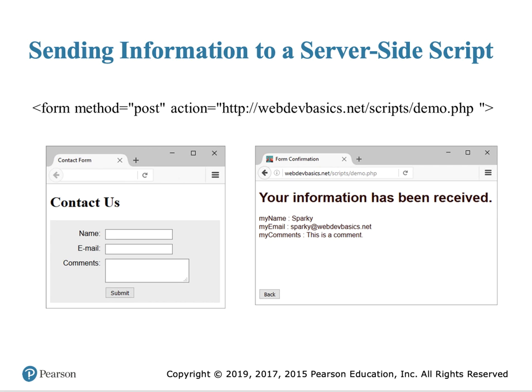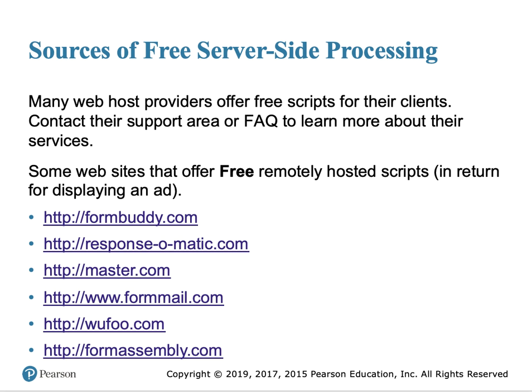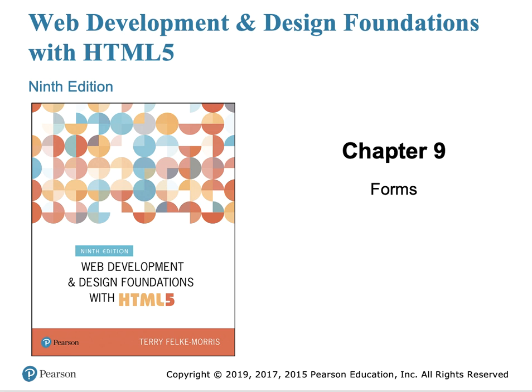In the above example, where it shows my name, my email, and my comments, those are the name attributes that you assign to the form to help identify the user's input. This is where that attribute comes into play. You can search the web for some sources of free server-side processing services. This slide lists just a few options, such as FormBuddy.com or Wufoo.com. And that wraps up the lecture on Chapter 9, covering forms.